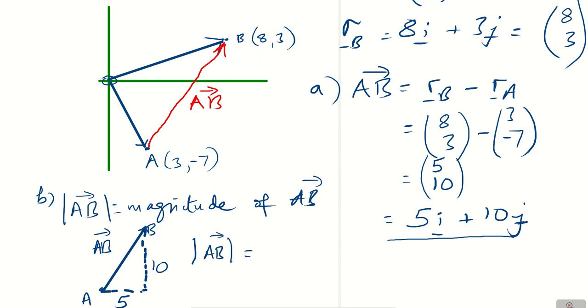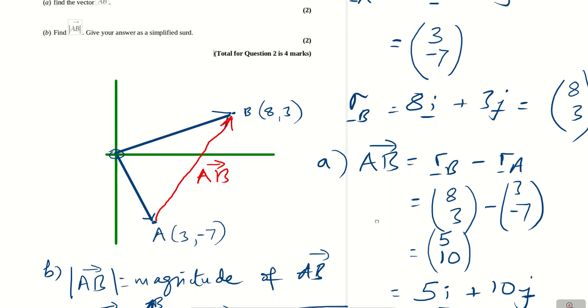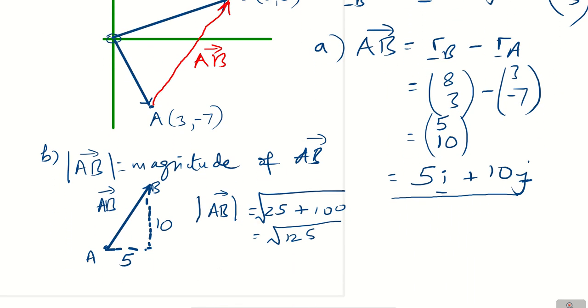So it's going to be the square root of 5 squared, which is 25, plus 10 squared, which is 100. So it's the square root of 125, and I think it wants it left as a surd, doesn't it? Give your answer as a simplified surd, yes. So we're going to have to simplify this. Well, 125, think of a square number that goes into 125. 25 does. 25 times 5, and root 25 is 5. So the final answer is 5 root 5.